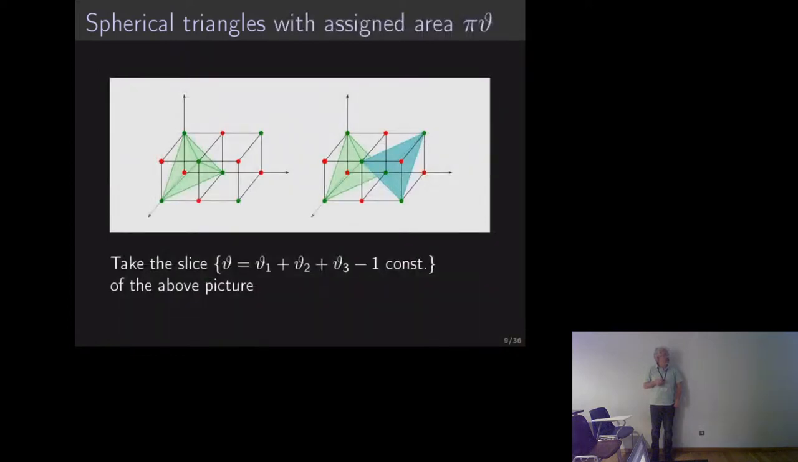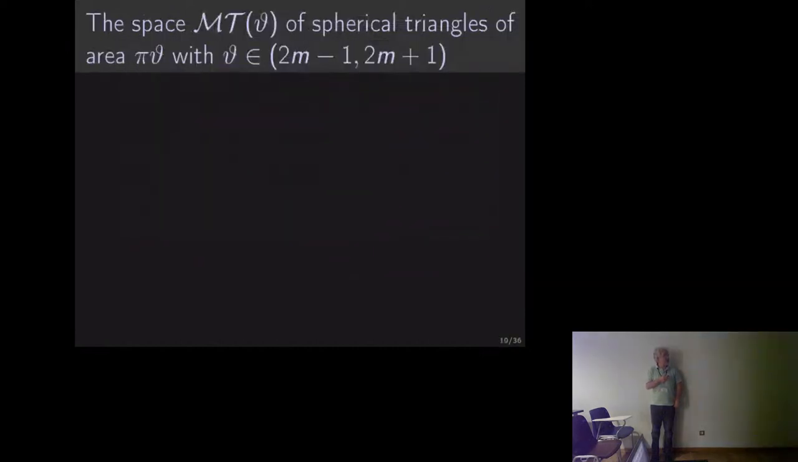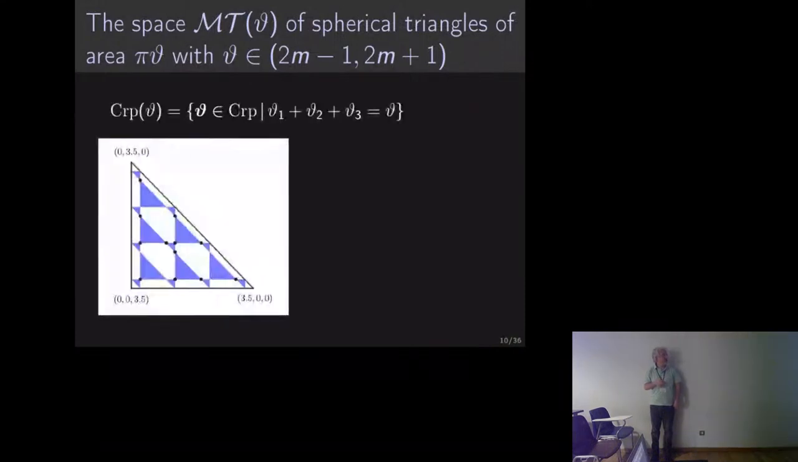For what we will care about later, we will be interested in triangles with fixed area. This means that the sum of angles is fixed. This means that we're taking this three-dimensional picture, and then we're taking a slice of this and seeing what happens. So the aspect of this carpet with theta fixed, so these are angles corresponding to triangles with a given sum of angles, is some two-dimensional object and looks like this.